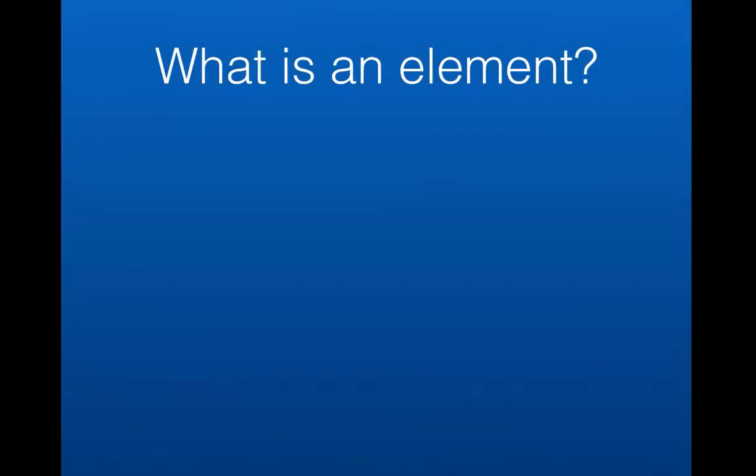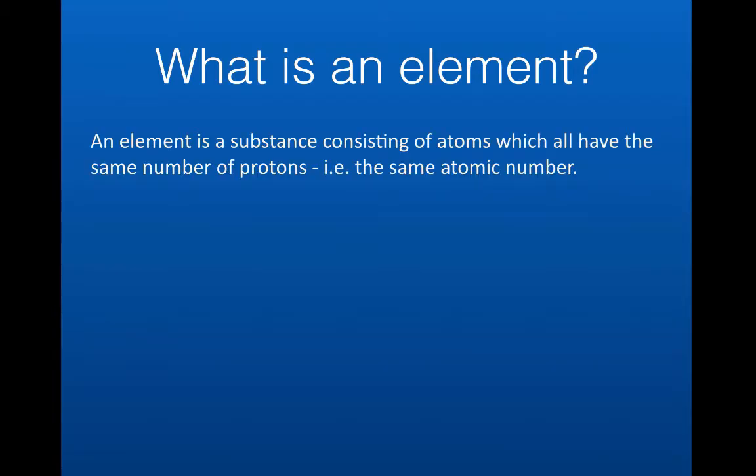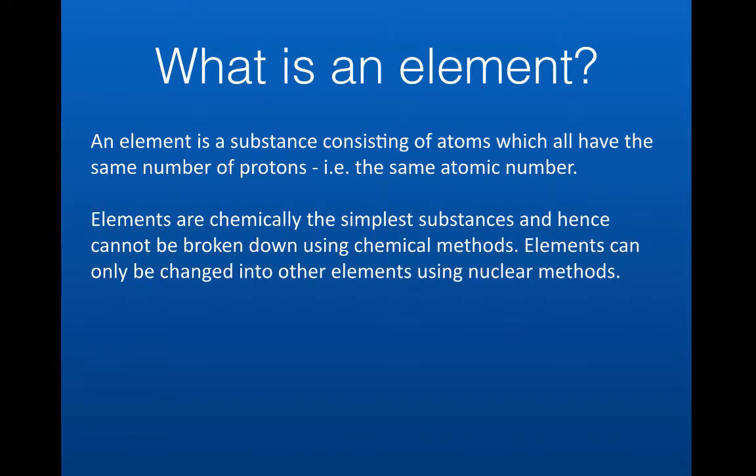Well, what is an element? An element is a substance consisting of atoms which all have the same number of protons, or the same atomic number. They are chemically the simplest substance and hence cannot be broken down using chemical methods. Elements can only be changed into other elements using nuclear methods.